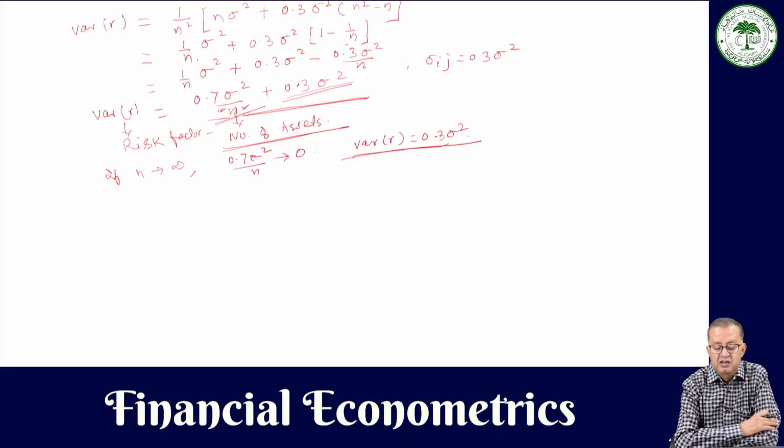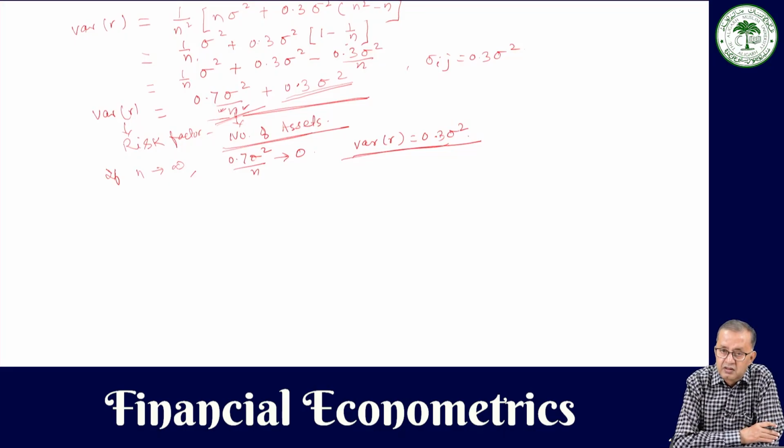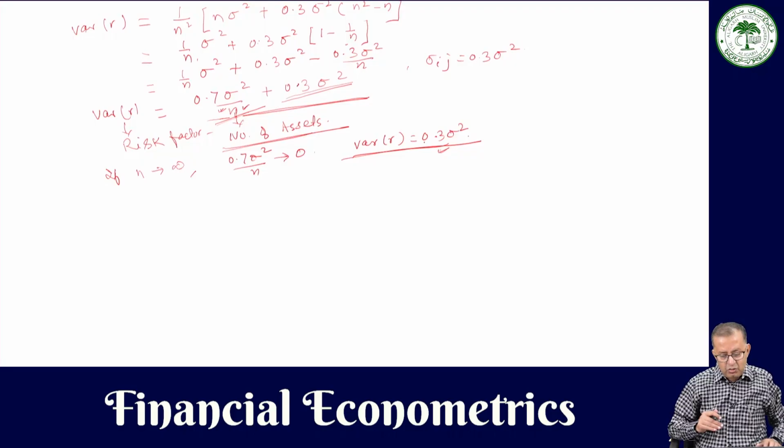That if we increase the number of assets in the portfolio, it may not reduce the variability to 0. Rather, the minimum variance will be there, and that is equal to 0.3 sigma square. This is due to the fact that the assets are correlated. So there is a correlation among the assets, so that factor remains here.